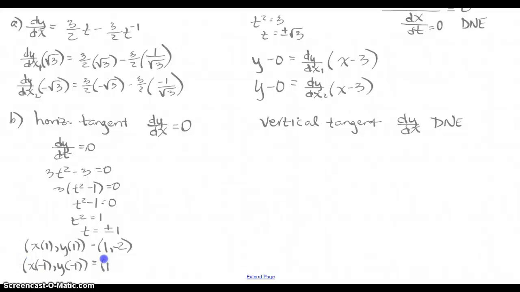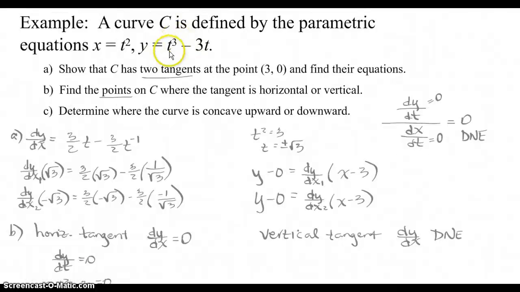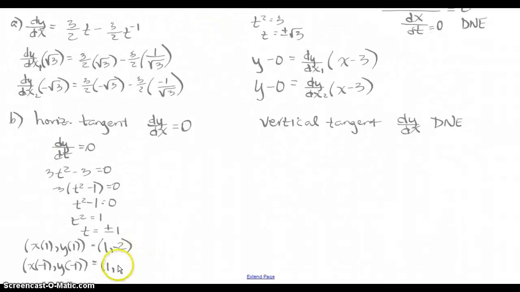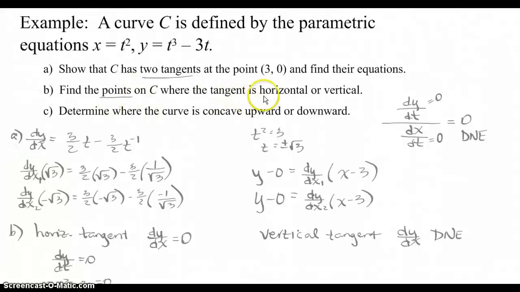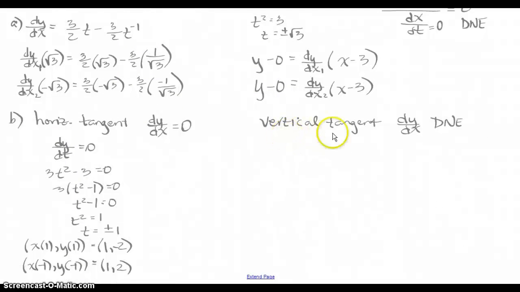Negative 1 squared is 1. Negative 1 cubed is negative 1. Negative 3 times negative 1 is a positive 3. So negative 1 plus 3 is a positive 2. So there are the 2 points. There are 2 points for where the tangent is horizontal. Now we'll come and finish part B.